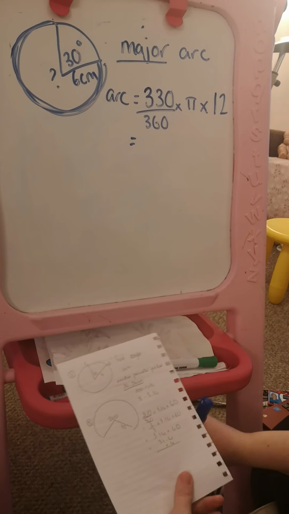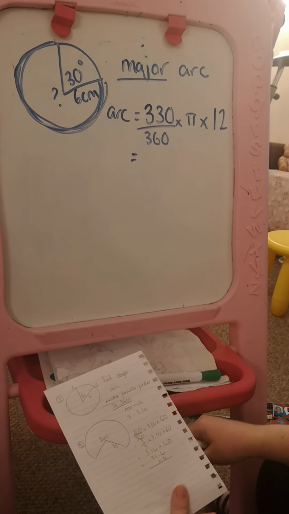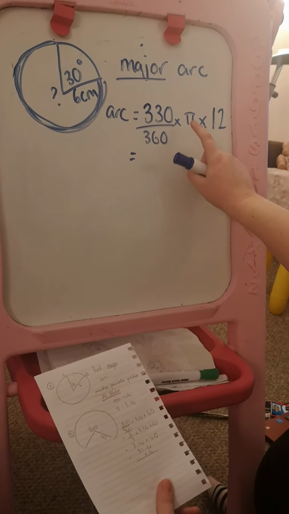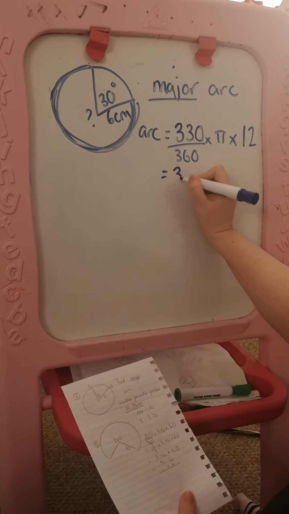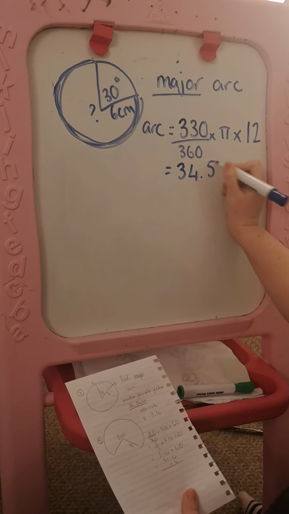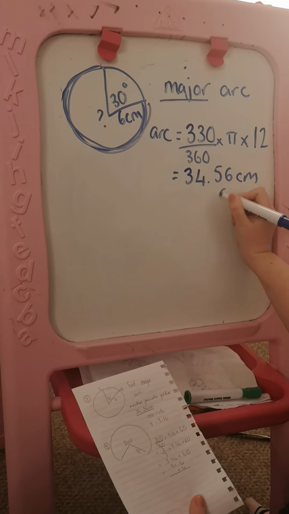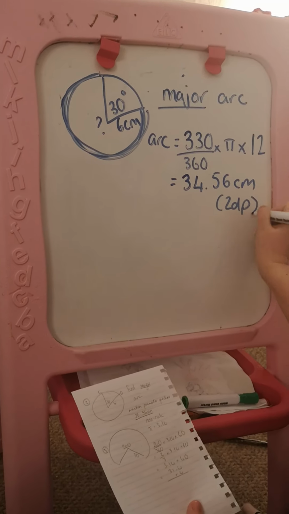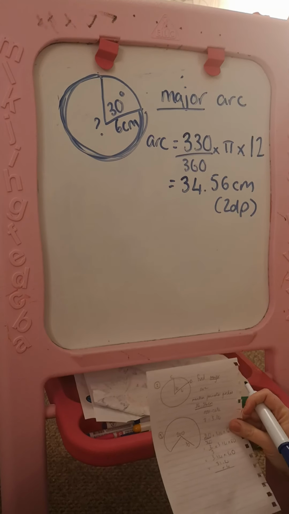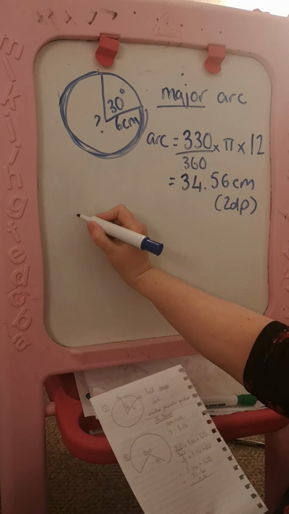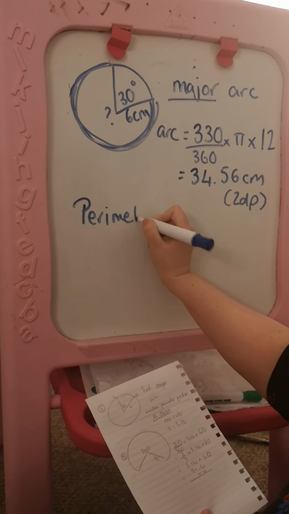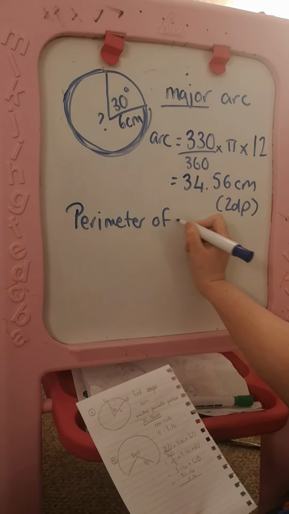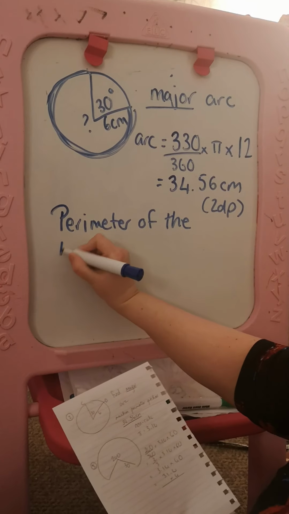Again, punch that into your calculator, 330 divided by 360, times your pi button, times 12, and this should give us 34.56 centimetres, again to 2 decimal places. Now, while I'm here, I'm going to add an extra bit to this question because there might be one towards the end of the exercise. What if the question asked for the perimeter of the major sector?